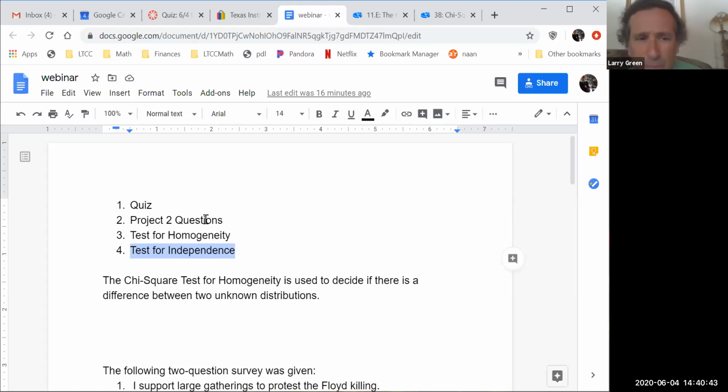So test for independence is all about, instead of two groups or two populations that you're comparing their answers to, now you're comparing two answers from one group. And you want to find out, are they independent, or are they dependent on each other? So if you know the answer to one question, does that tell you anything about the answer to another question? Is that clear?